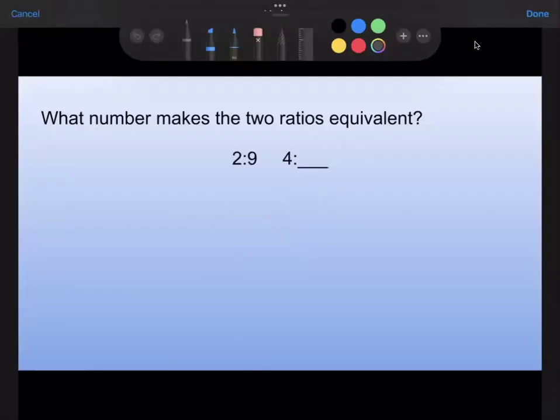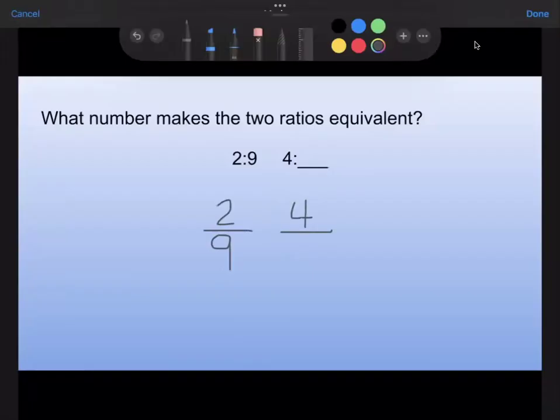Okay, here's our next example. We're going to find the number that makes these two ratios equivalent, and the ratios are 2 to 9 and 4 to something. So I'm going to rewrite 2 to 9 into its fraction form, 2 to 9, and 4 to something in its fraction form.